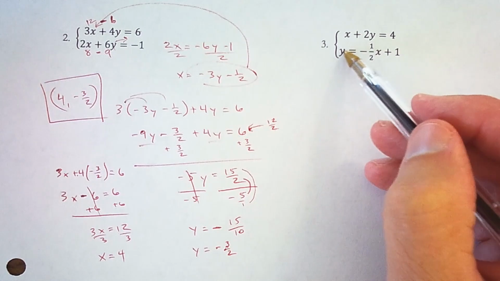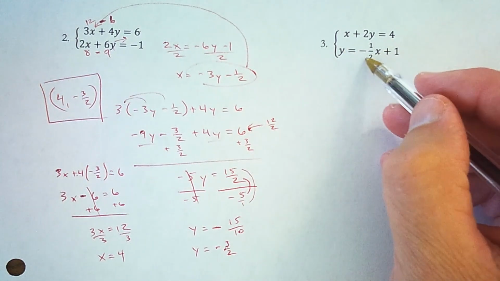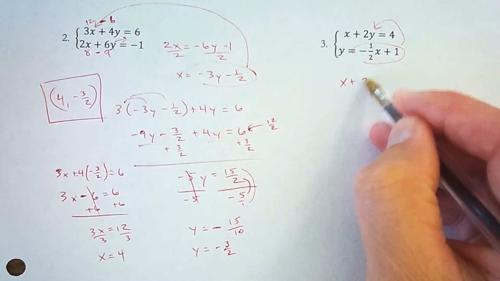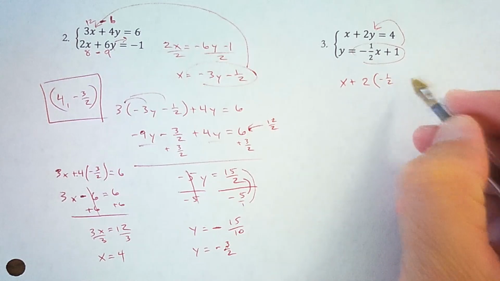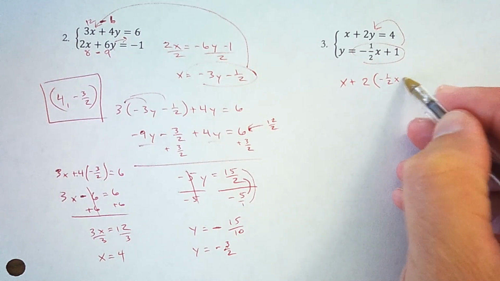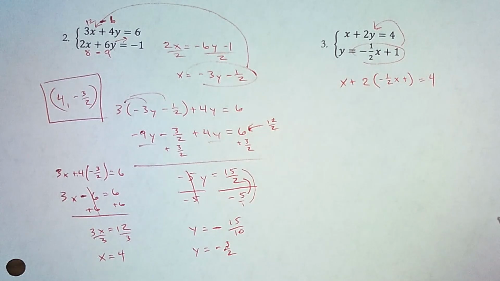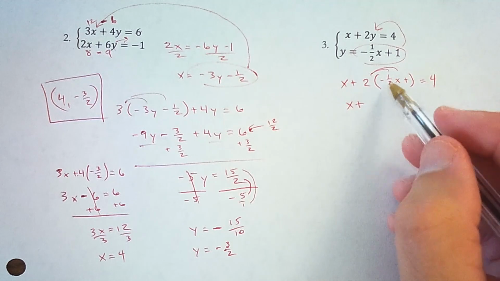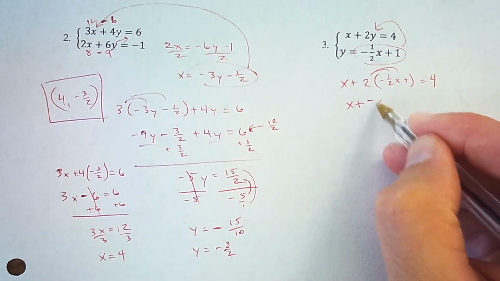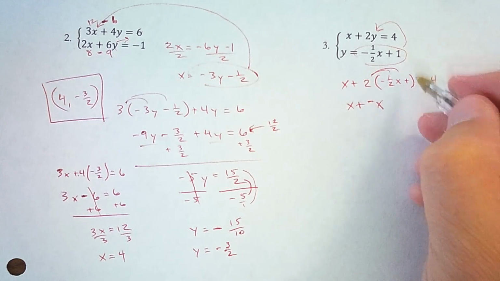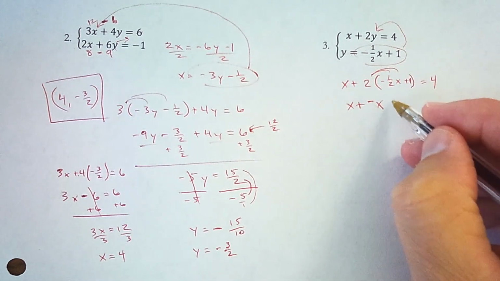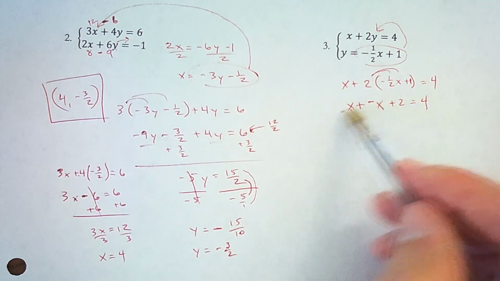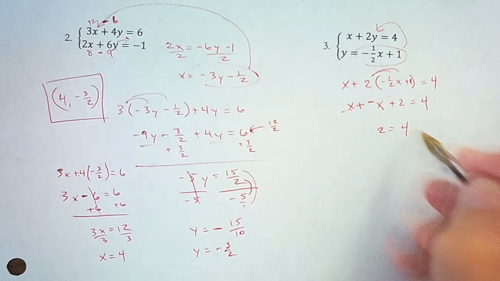Number 3. This one is solved for y. So we get to skip step 1 and go on to step 2, substituting for y. x plus 2 times negative 1/2 x plus 1 equals 4. So I can distribute. x plus 2 times negative 1/2 is negative 1, so negative 1x. And then plus 1, 2 times 1 is 2, equals 4. And look at this, x plus negative x, those cancel each other out. So I get 2 equals 4.